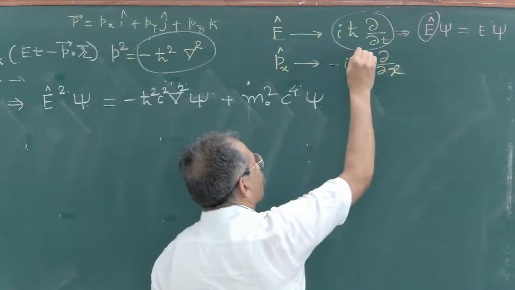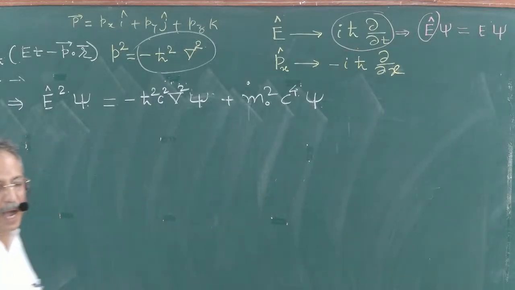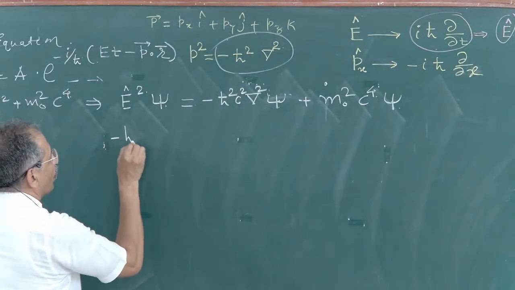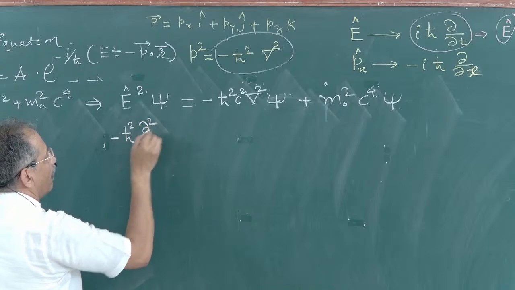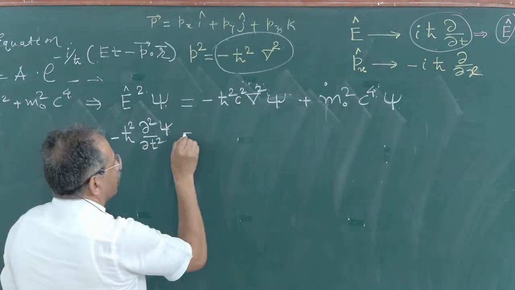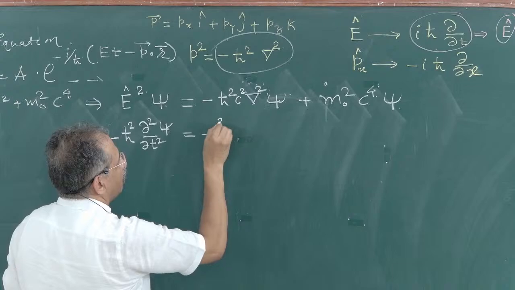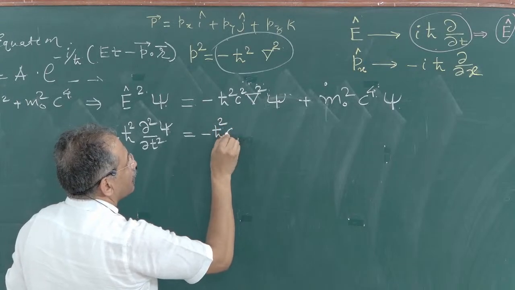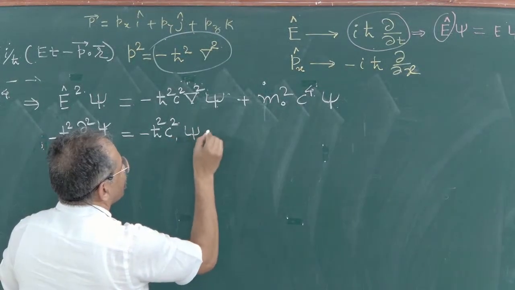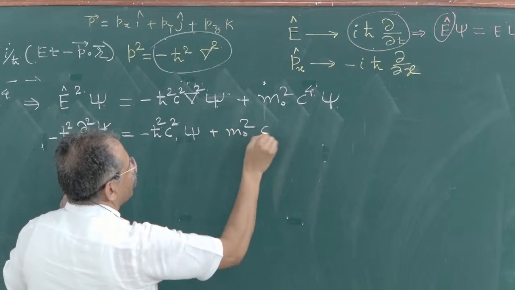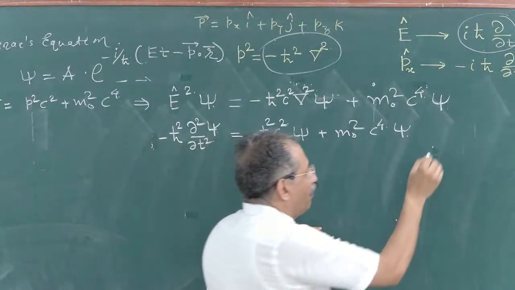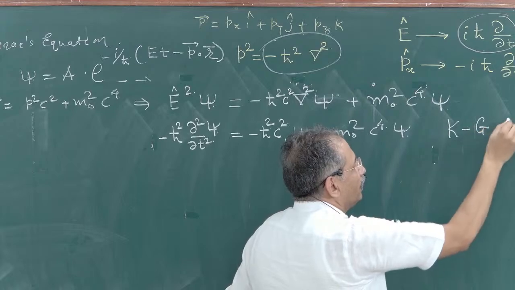We have to operate this operator again on itself. So it will be i into i, that is minus 1, and h cross square. So minus h cross square into second order time derivative operated on wave function psi, that is equal to minus h cross square c square del square operated on wave function psi plus m0 square c to the power 4 operated on wave function psi. This is known as Klein-Gordon equation. This is one of the forms of Klein-Gordon equation.